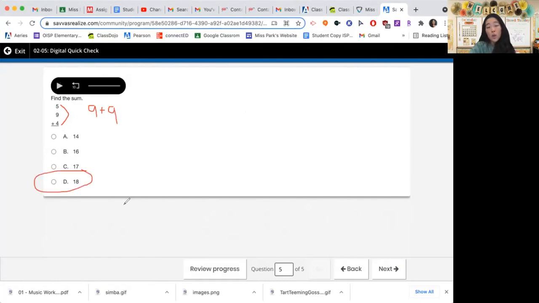Now, if you're having trouble with that way, you can always add by drawing pictures. So first we're going to draw 5, 1, 2, 3, 4, 5. Then we're going to draw 9. Then we're going to draw 4. And then you can just count on. 1, 2, 3, 4, 5, 6, 7, 8, 9, 10, 11, 12, 13, 14, 15, 16, 17, 18.